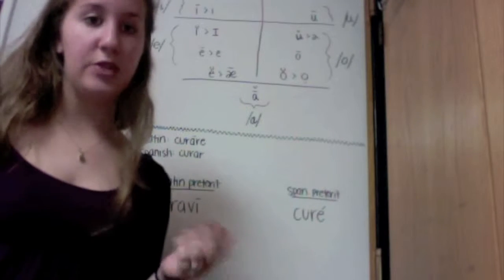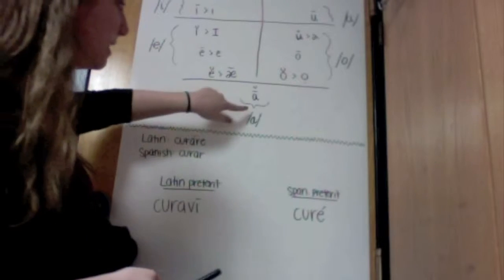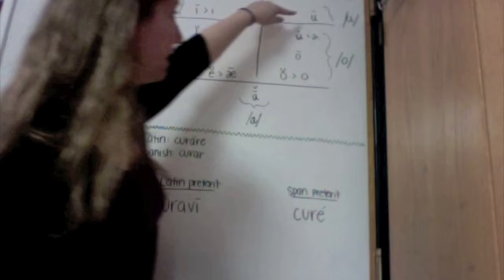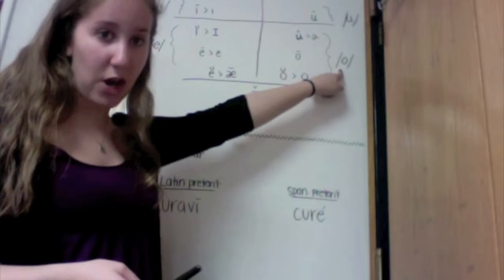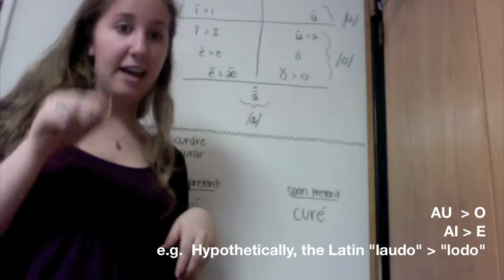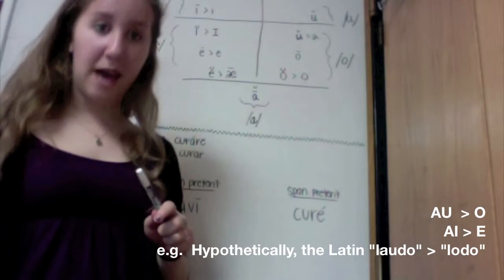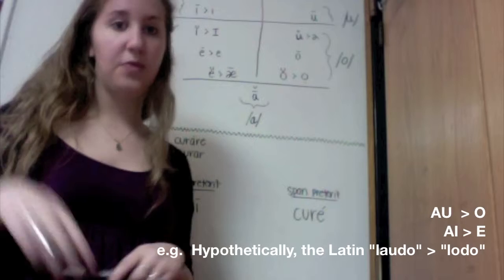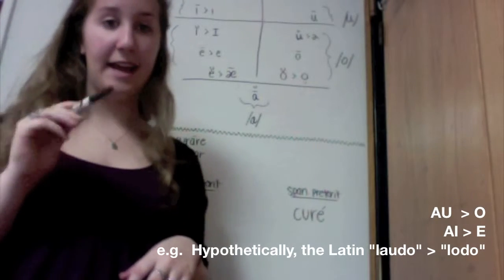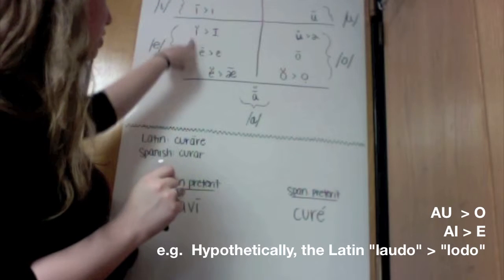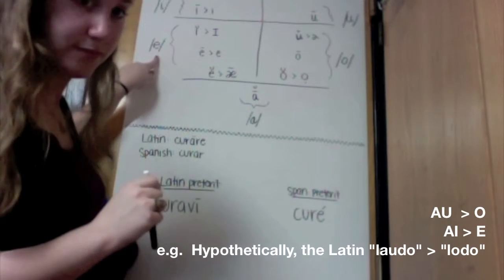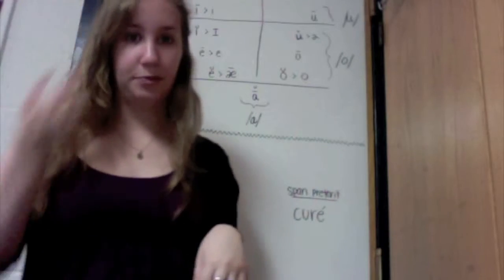So, like I said, when you see an A and a U in Latin, what falls between them is the O. In Spanish it's going to change to an O. Just like if you see an A and an I together in Latin, it's going to change to an E. Now I'm going to show you an example.